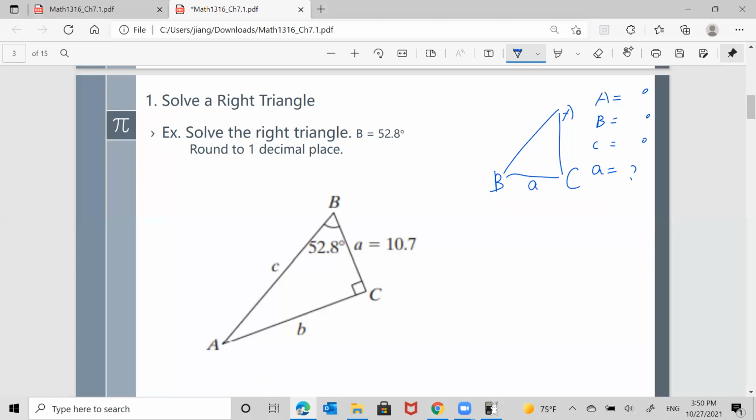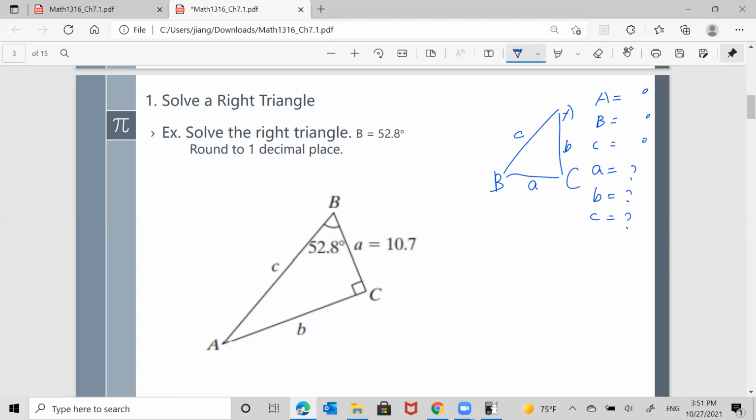And the opposite of B is b. Opposite of C is c. So we use the lowercase letter to represent the length of the sides, and we use the uppercase, capitalized letter to represent the angle. So we need to find A, B, and C, and a, b, and c. So that's the way we solve a right triangle. So let's see the example.